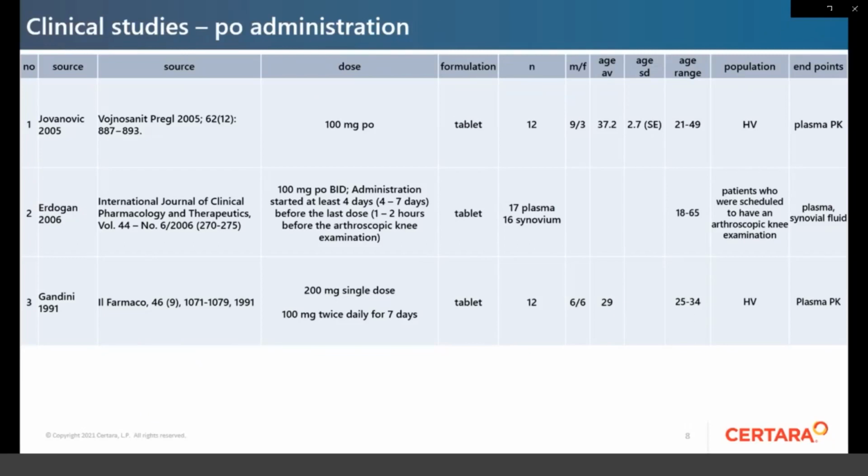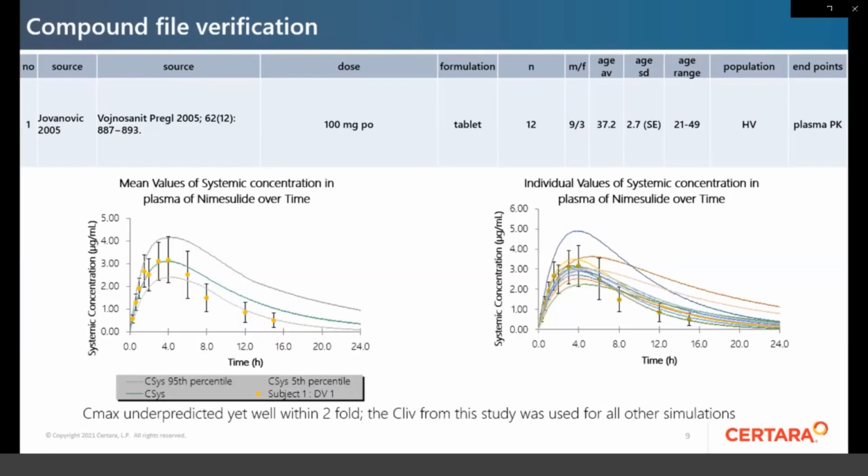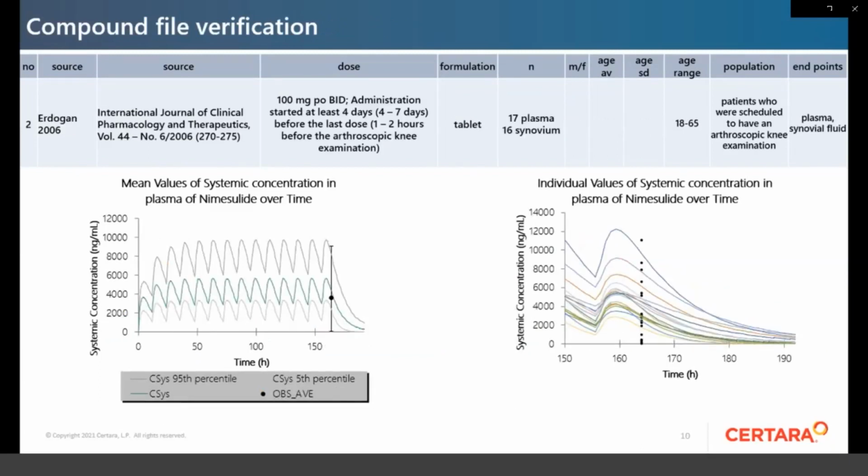And after building this relatively simple basic PBPK model without any optimization or fitting, just by providing the data, we verified whether this model is of acceptable quality for all three studies which I'm presenting here. So it's the Jovanovic study, and the comparison between the observed and simulated data. The same from the Erdogan study.